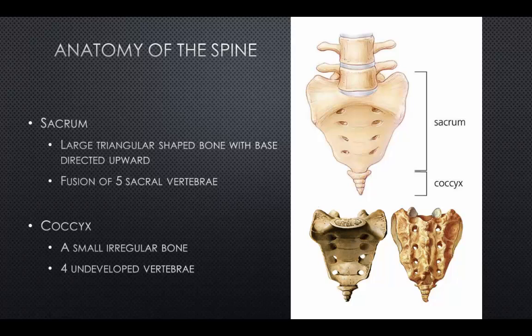The sacrum is the large triangular-shaped bone with the base directed upward. It is comprised of 5 fused sacral vertebrae. The coccyx is a small, irregular-shaped bone. The coccyx encompasses 4 underdeveloped vertebrae.